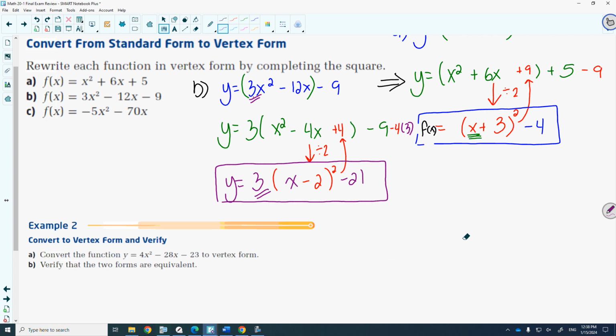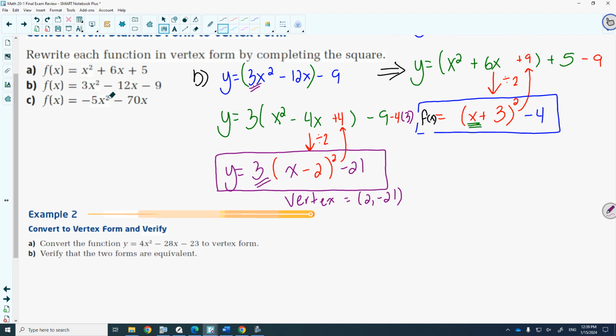The vertex of this function is 2 comma negative 21. This graph opens up. It has a y-intercept of, oh, be careful. Some students will look at this and say the y-intercept is negative 21. The y-intercept is negative 9, right? That's the q value because this is in vertex form.